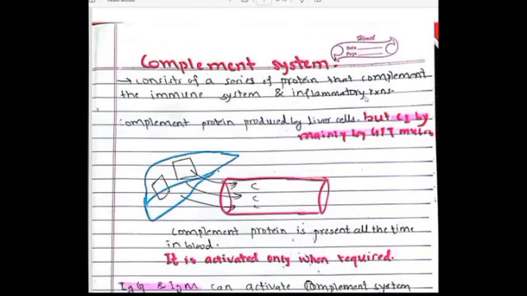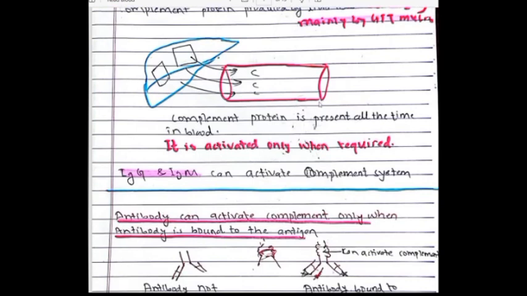Today we are going to talk about the complement system. Complement consists of a series of proteins that complement the immune system and inflammatory reaction, so it is called the complement system. Complement proteins are produced mainly by the liver, but C1 is produced by GIT mucosa. Complement proteins are present all the time in the blood, but in inactive form. They are activated only when required.